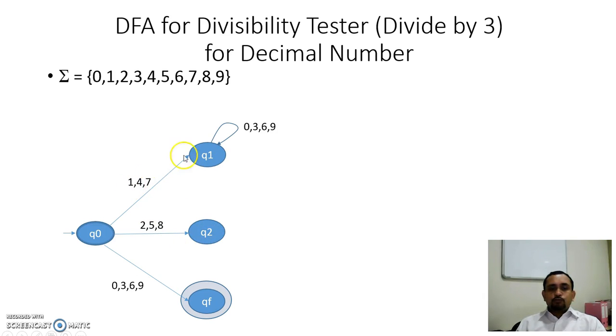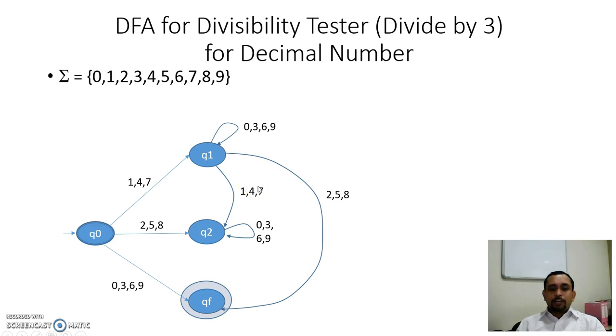Here, if the input is 10, 13, 16, 19, similarly 40, 70 and so on, the remainder is 1. So we must be at the state for remainder 1, that is state Q1. For 11, 14, 17, the remainder is 2. So we have a transition from Q1 to Q2 on the input of 1 followed by 1, 1 followed by 4, 1 followed by 7, and a similar explanation can be given for 4 and 7 as well. Third case, 1 followed by 2, that is 12, 15 or 18, the remainder is 0, so we must move to the final state.